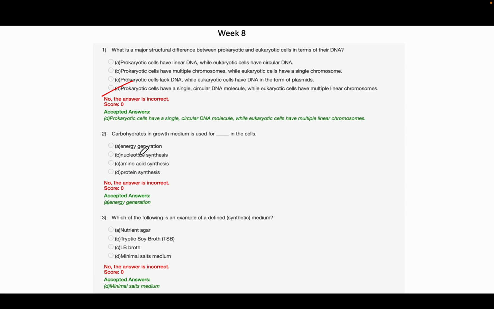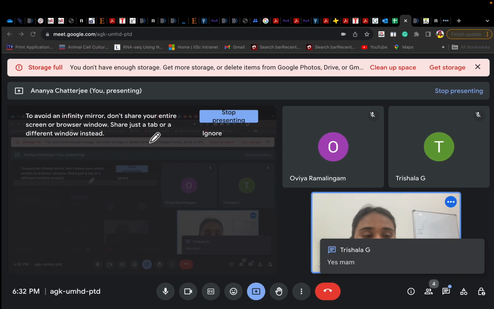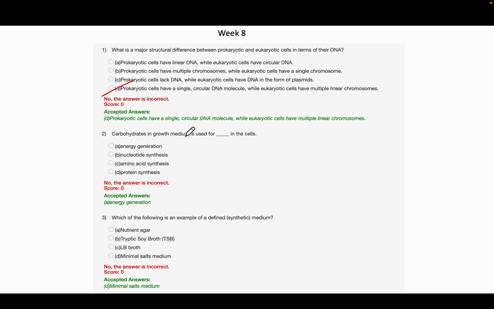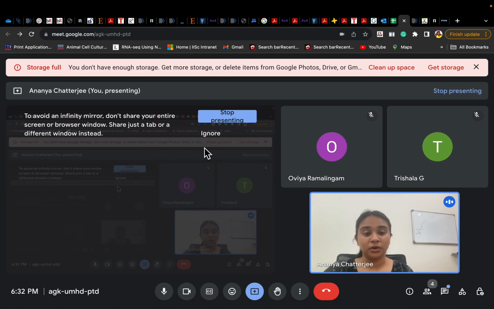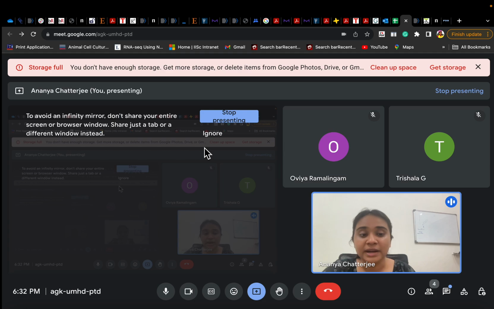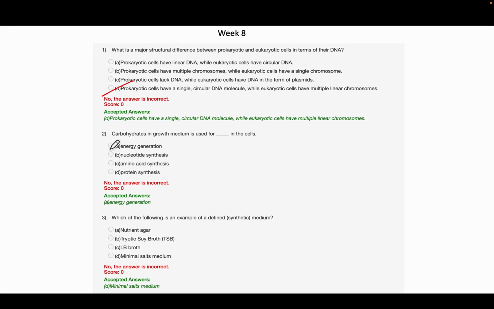So the second question is, carbohydrates in growth medium are used for what in the cells? So in the growth medium, why do you put carbohydrates? Options: energy generation, nucleotide synthesis, amino acid synthesis, and protein synthesis. We know that carbohydrates are required for glycolysis, right? So the reason is energy production, or energy generation.